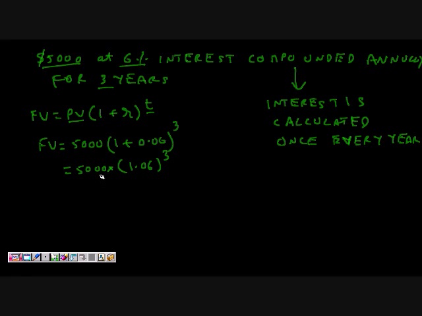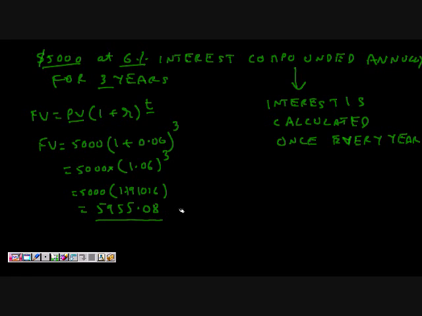This is equal to 5,000 times 1.191016, which is equal to $5,955.08. So at the end of 3 years, if interest is compounded annually, that means interest is calculated once a year, then you will have $5,955.08 at the end of 3 years.